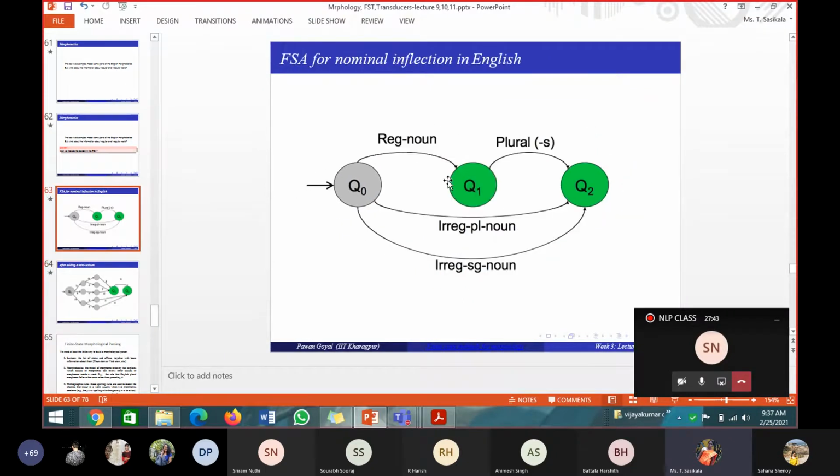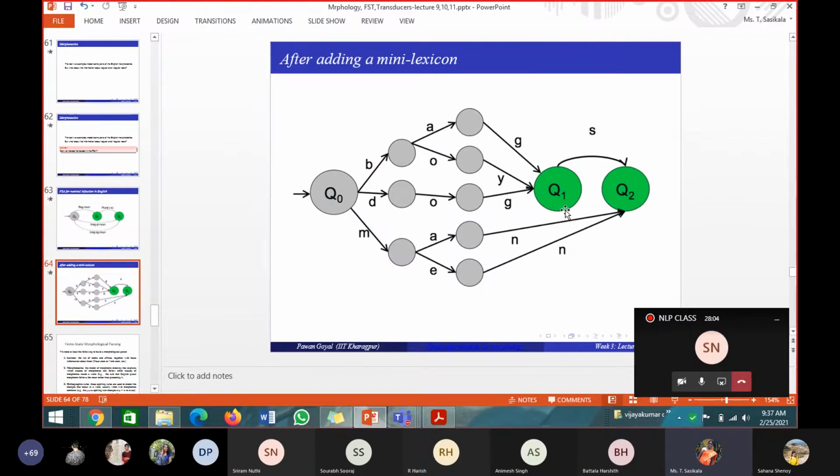Previously, if it's a regular singular noun, it will end with q1. If it's a regular plural noun, it will go from q0 to q1, q1 to q2. If it's an irregular plural noun, it will go from q0 to q2. An irregular singular noun goes from q0 to q2. So we will add some lexicon to the FSA and see how it works. If I have words like boy, dog, bag, all these are regular nouns.